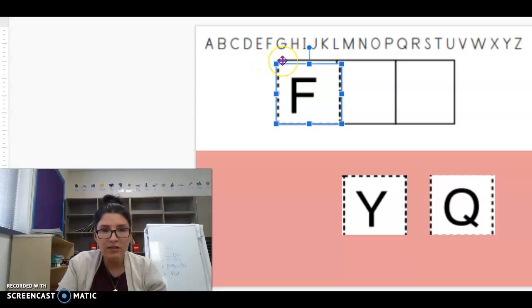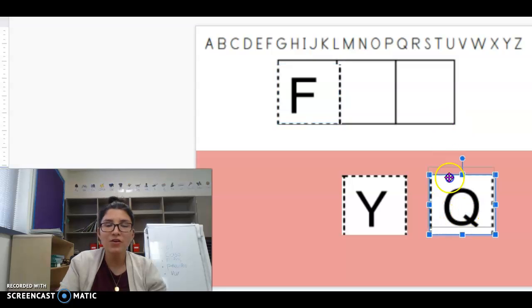Let's go to G. Do you see the letter G down here? Nope. Let's keep going. H? I? Nope. J? Nope. K? L? M? N? No. O? P, Q. We do see the letter Q, so Q would go next.